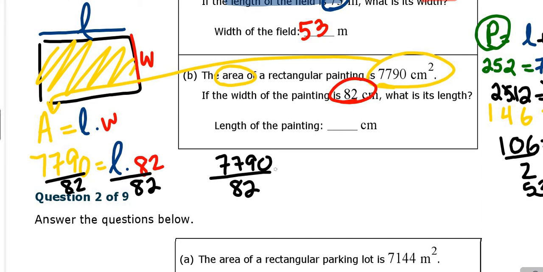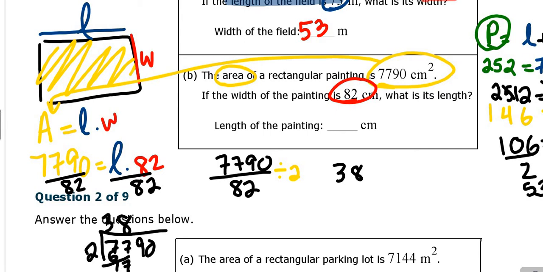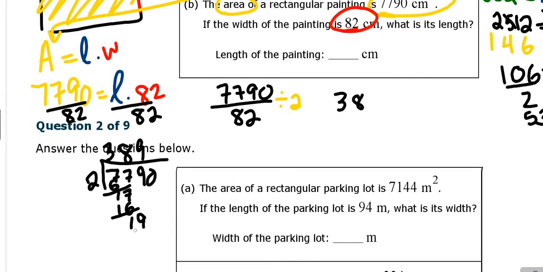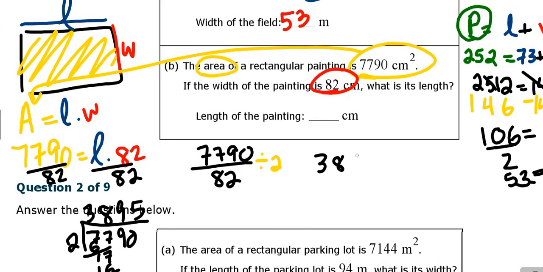We know both of them are divisible by 2. So 2 goes in there 3 times, then 8 times. If you can't do that in your head, 7,790 divided by 2: 2 goes in there 3 times, 6, 1 left over, 17, 8, that's 16. 1 left over again, bring down the 9. 2 goes in there 9 times. It's 18, and 2 goes in there 5. So we get 3,895 over 41. Now you can do 3,895 divided by 41.